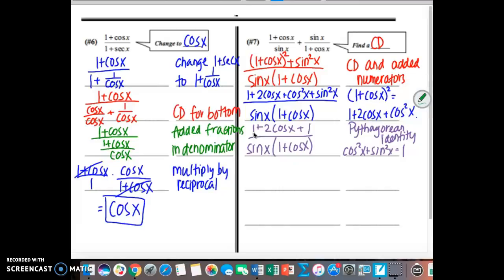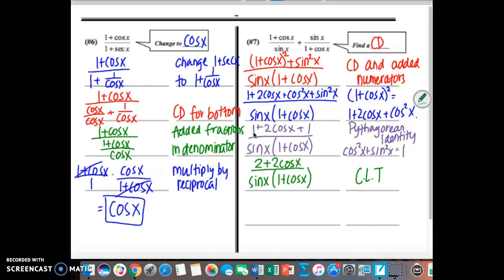Now once we have that, we can combine our like terms. So now we have 2 plus 2 cosine of x, all divided by sine of x times 1 plus cosine of x. All we did here is combine like terms, so CLT.